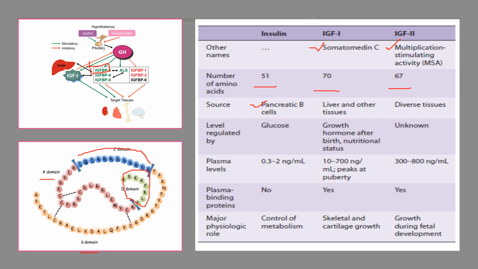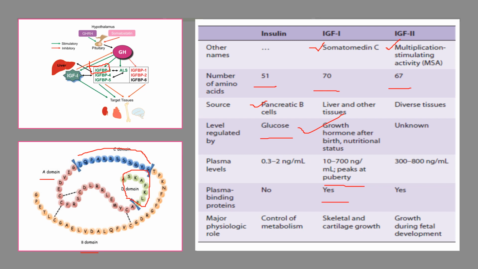So their level is regulated by the glucose. But here there is an interesting fact that before birth, the secretion of insulin-like growth factor 1 is independent of growth hormone, but after birth it is definitely stimulated by the growth hormone. Now this is the plasma level. So plasma level of IGF-1 peaks at puberty.